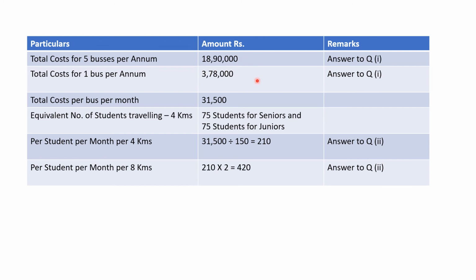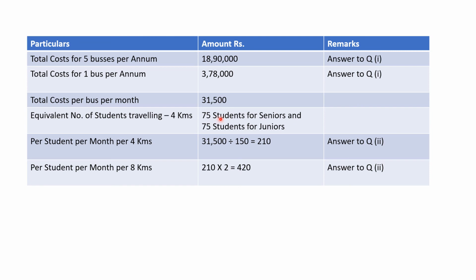Now coming to second question, that is what will be the cost per student who is traveling 4 kilometers and student traveling 8 kilometers. See, in the example, they have told irrespective of the distance, 0 to 4 one price and 4 plus to 8 another rate. So that is the reason we have calculated the equalizing, students traveled for 4 kilometers, and we have divided accordingly.